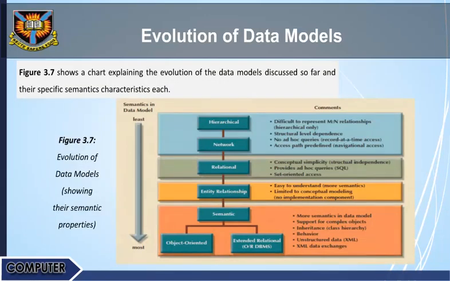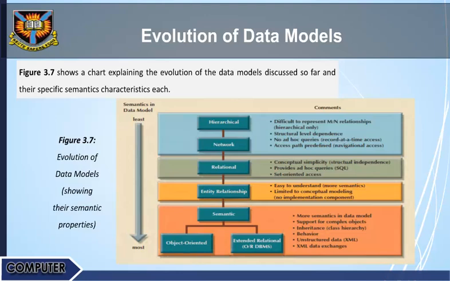Figure 3.7 shows a chart explaining the evolution of the data models discussed so far and their specific semantic characteristics. Figure 3.7, Evolution of data models showing their semantic properties. Semantics in data model, least to most. Hierarchical: difficult to represent M:N relationships, hierarchical only. Structural level dependence. No ad hoc queries, one record at a time access. Access path predefined, navigational access.